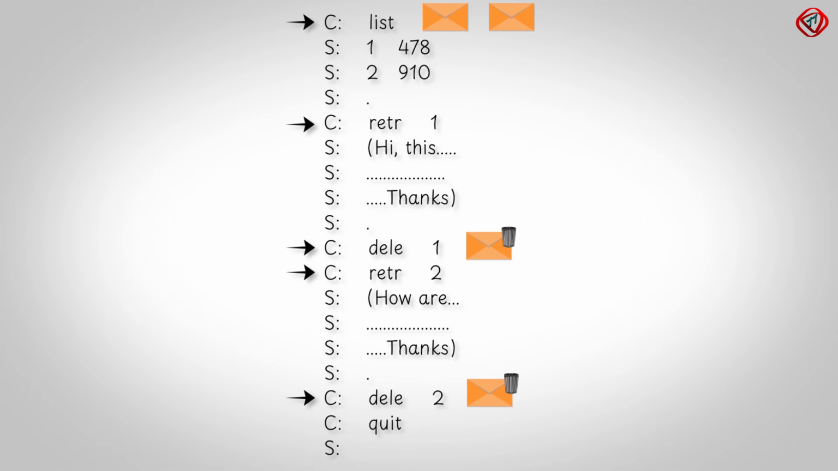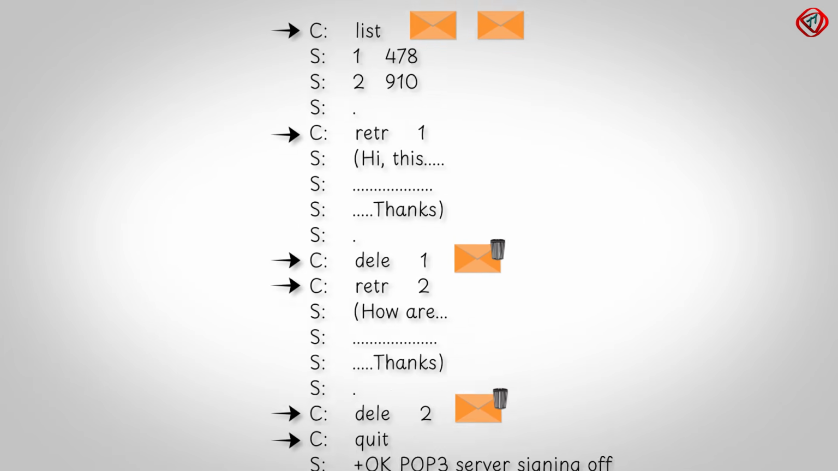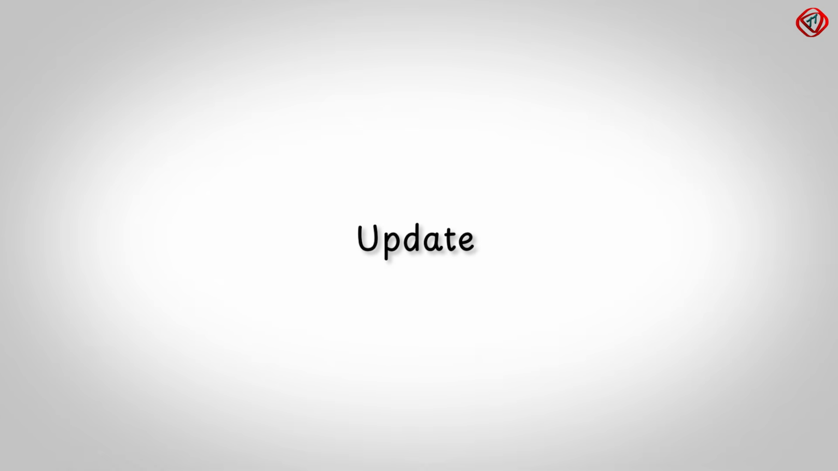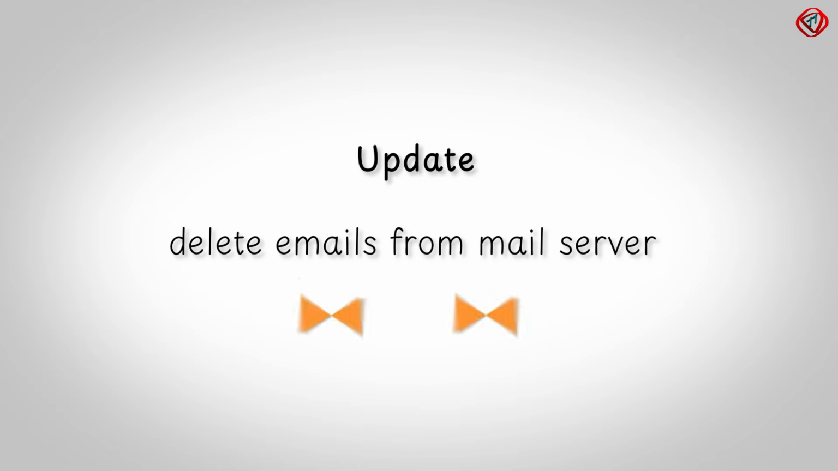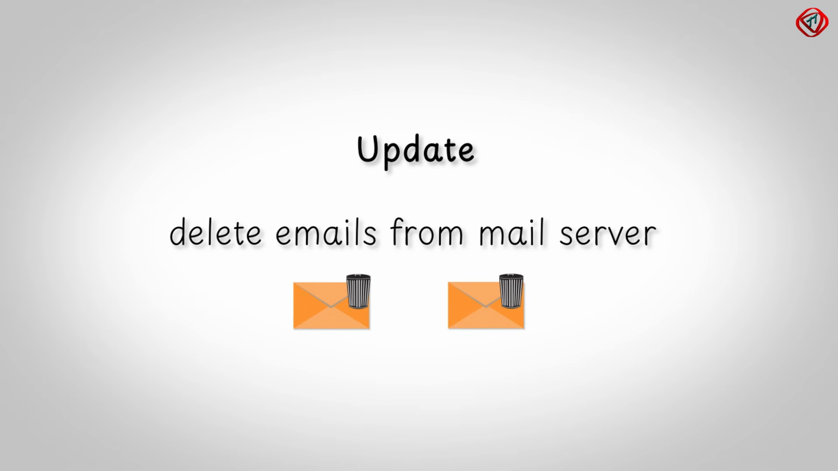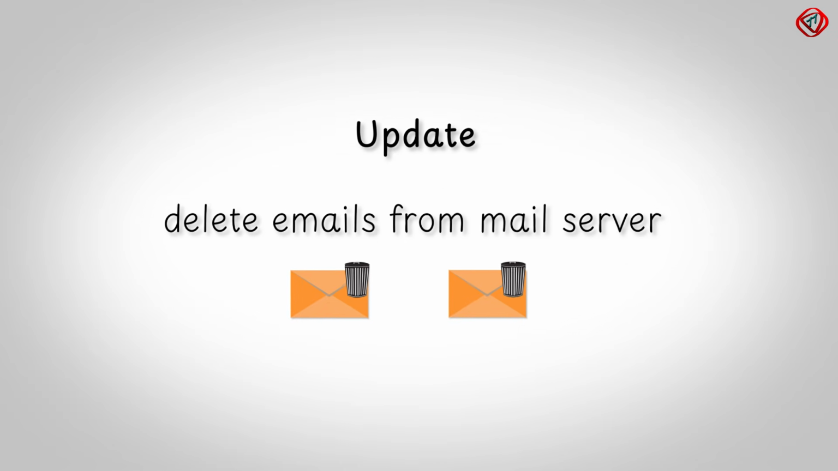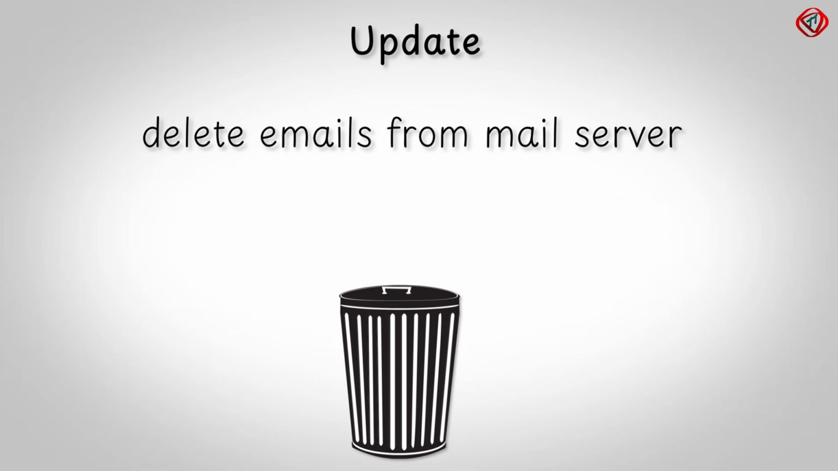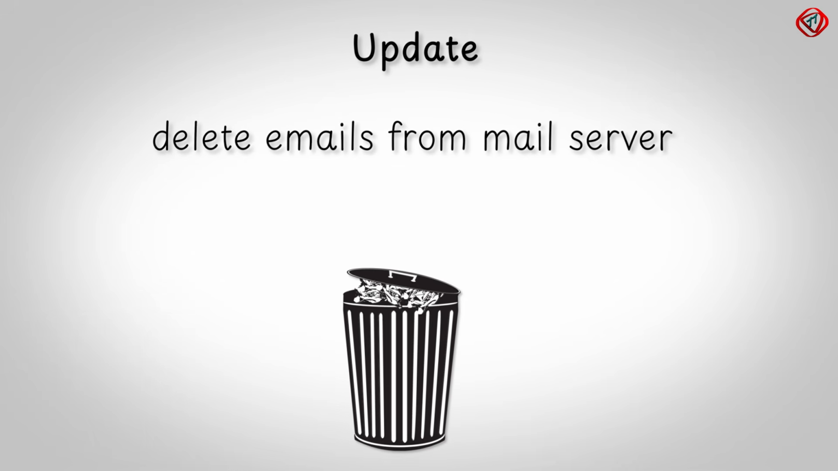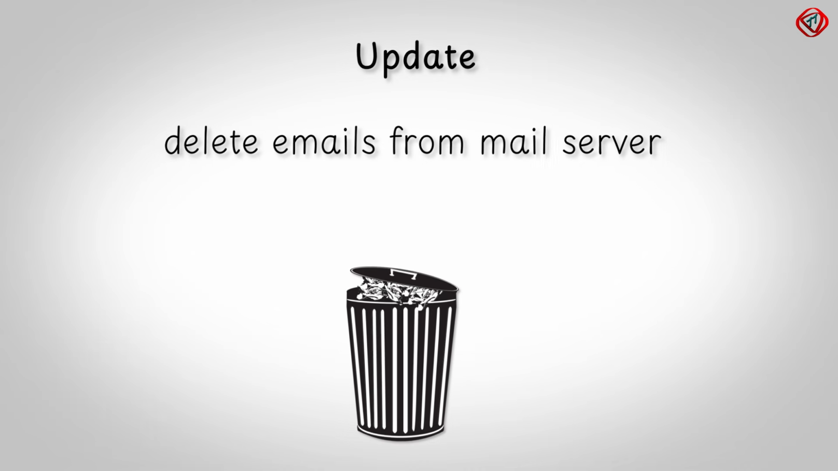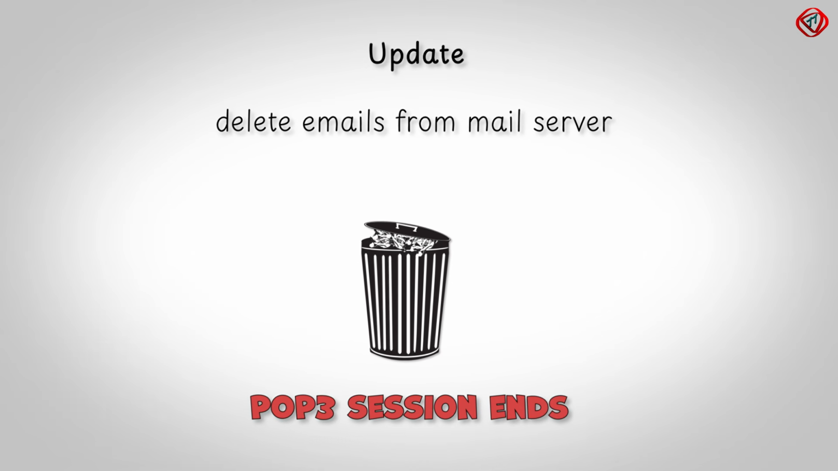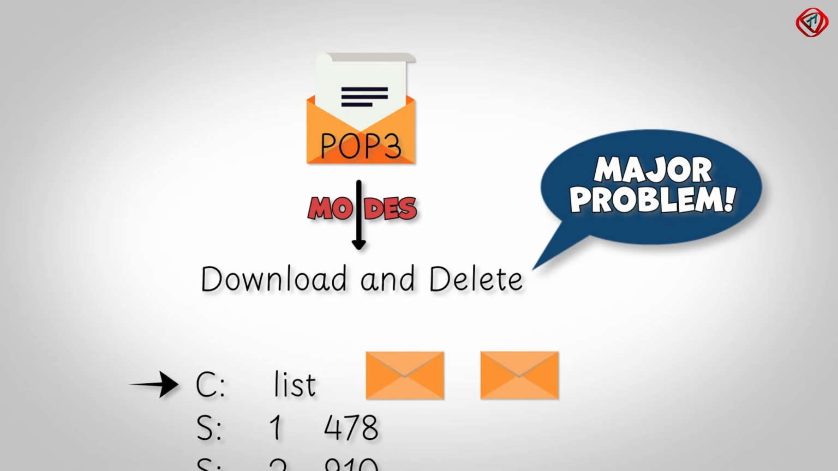Finally, the email application sends the quit command. This command initiates the third phase of POP3, which is called the update phase. During the update phase, the mail server permanently deletes all the emails that are marked for deletion. In this case, the mail server removes the two messages that were present in Uday's mailbox on the mail server. After this process is completed, the POP3 session ends. However, there is one major problem with download and delete mode.